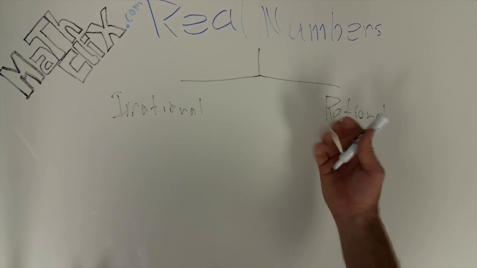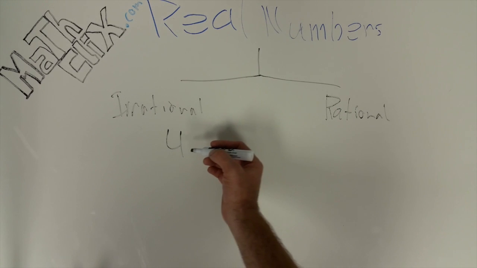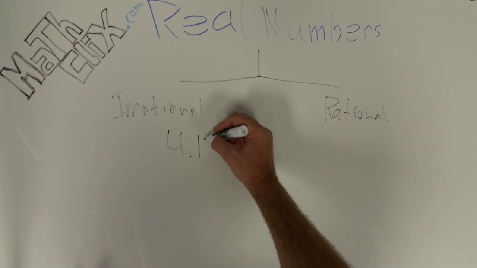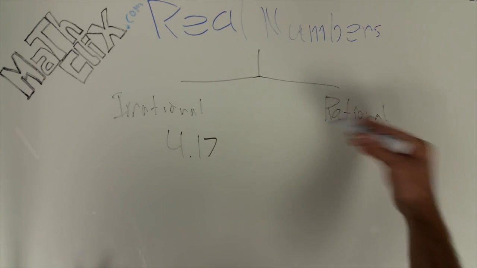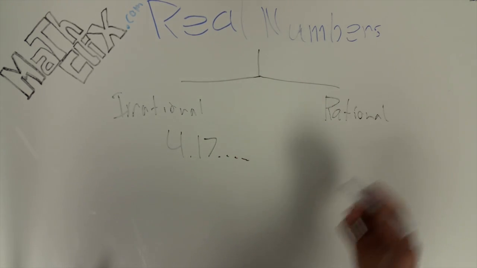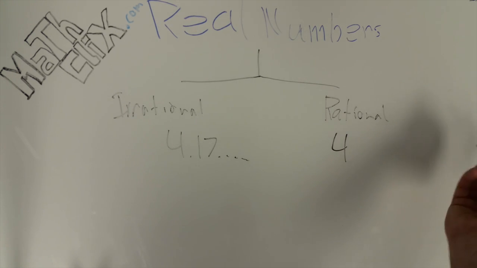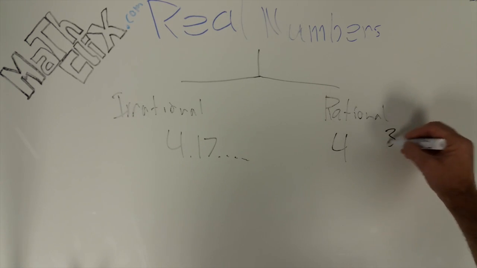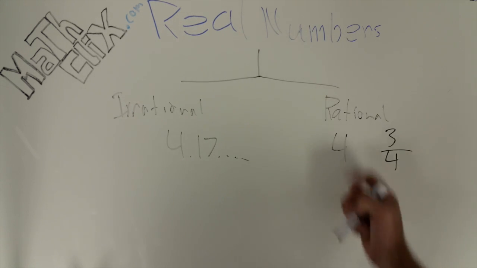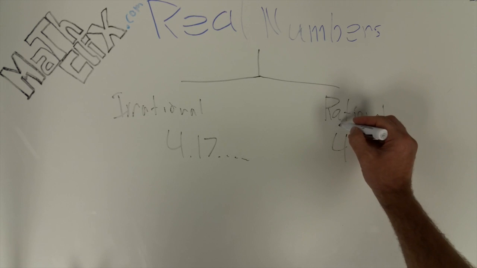You can't just put it down like a 4, right? It's like a 4.17, whatever you want, randomly forever. Rational numbers, however, can be written down, such as 4 and 3/4. In fact, this is a good example of the next two categories.